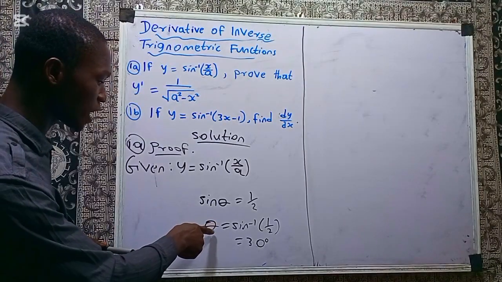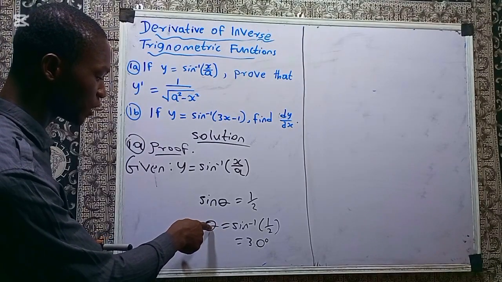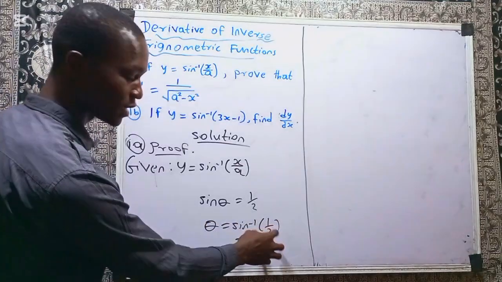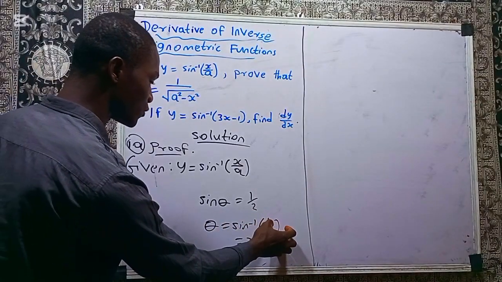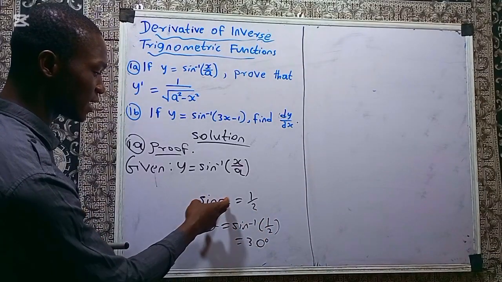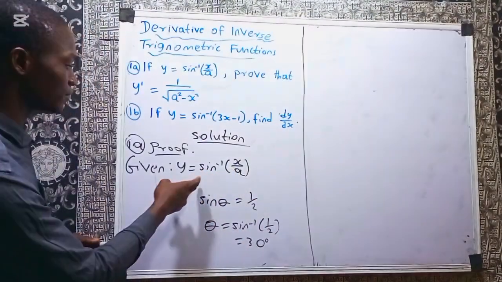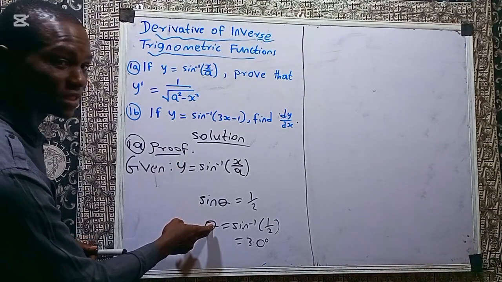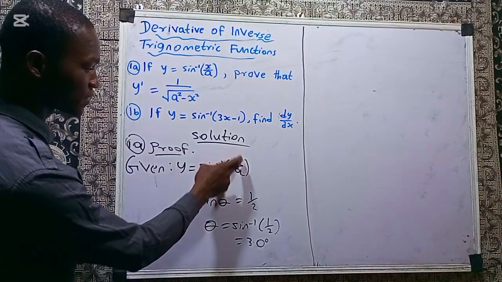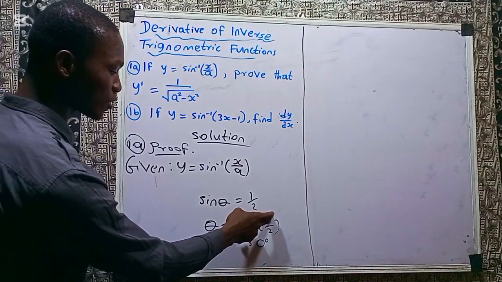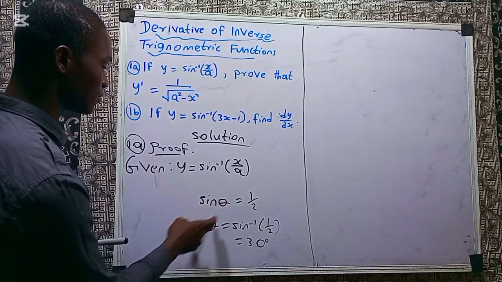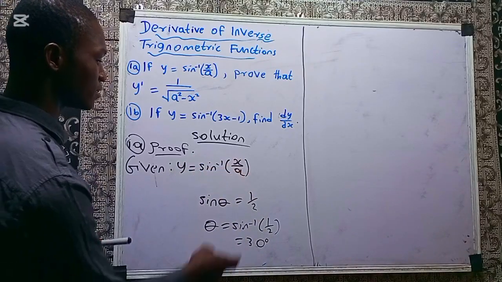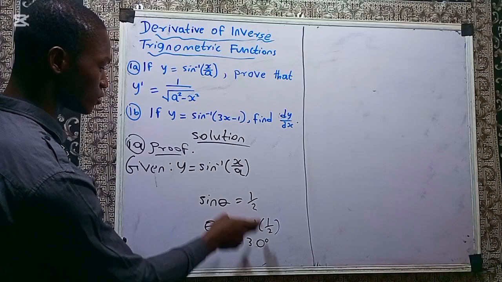Now look at what we have here. If you have theta is equal to sine inverse of something, we have theta is equal to sine inverse of 1 over 2. This simply means that sine theta is equal to 1 over 2. Look at this question. y, if y is standing for theta here, is equal to sine inverse of x over a. Just like we have sine inverse of 1 over 2, it means that sine theta, which means sine y, will be equal to x over a. As we have it here, sine theta equals 1 over 2.